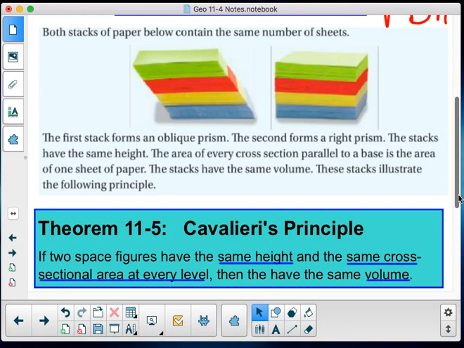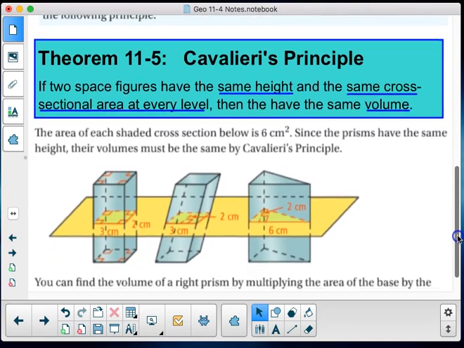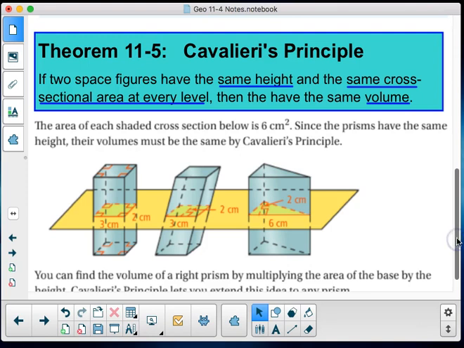The first stack forms an oblique prism. The second forms a right prism. The stacks have the same height. The area of every cross section parallel to a base is the area of one sheet of paper. The stacks have the same volume. These stacks illustrate the following principle, which is called Cavalieri's principle. If two space figures have the same height and the same cross-sectional area at every level, then they have the same volume.